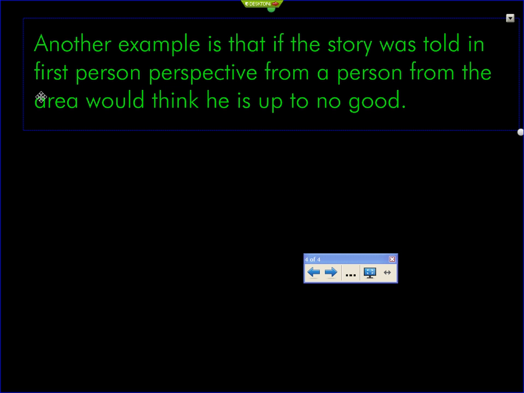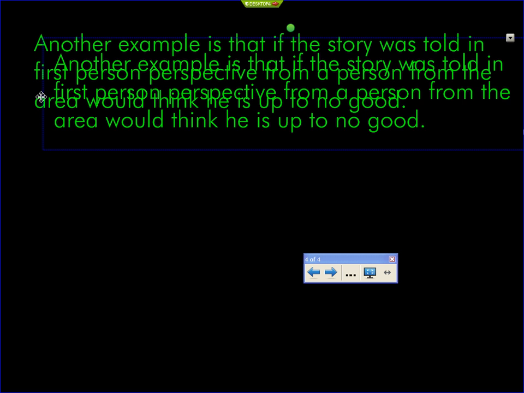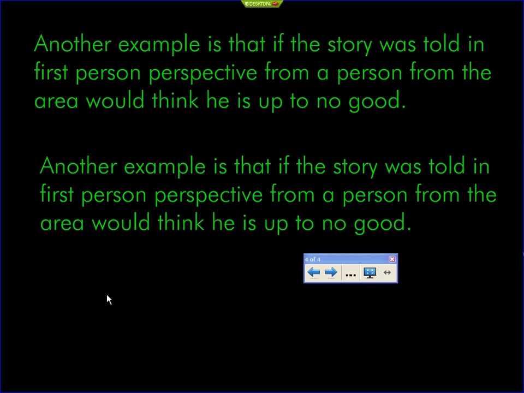Control D, please. Thank you. So, another example is that if the story was told in first-person perspective from a person from the area, would think he is up to no good. I know that the sentence may present some strangeness in other areas, but let's just look at the another example is. Remember, another is still the same structure. It doesn't matter if it's another example or an example or one example is. It's all the same structure. How do you want to fix it?